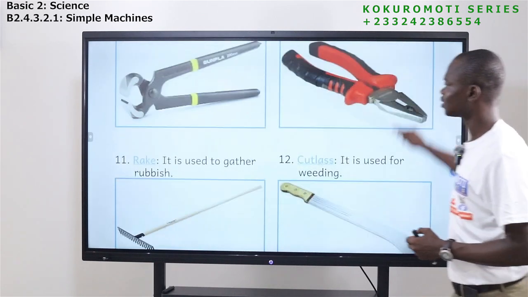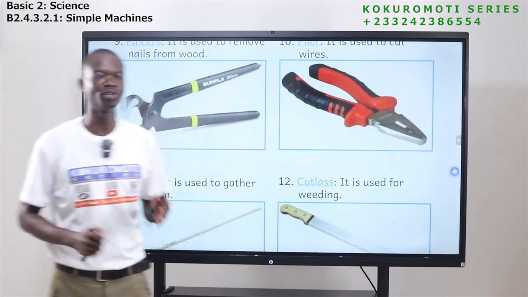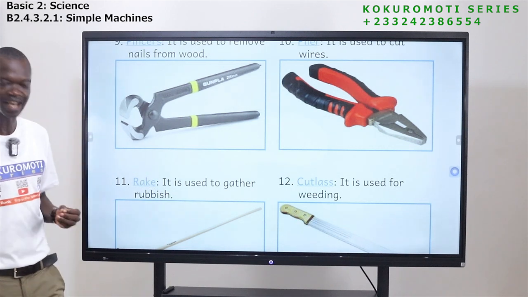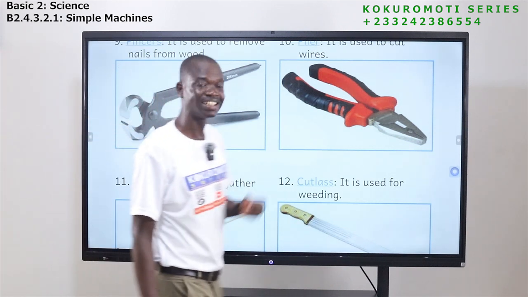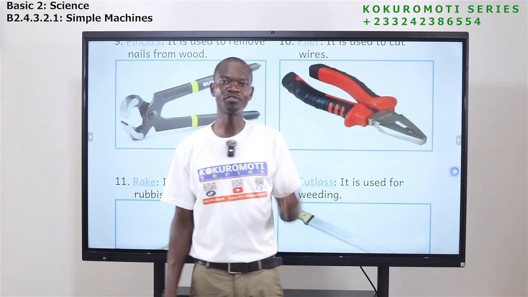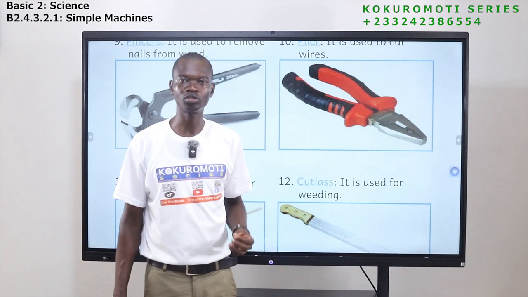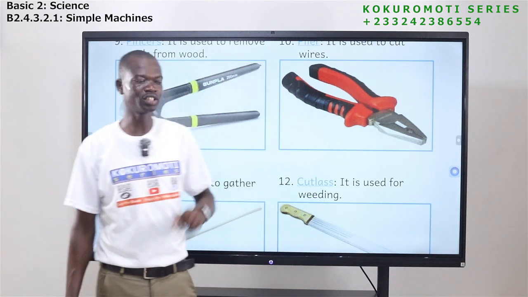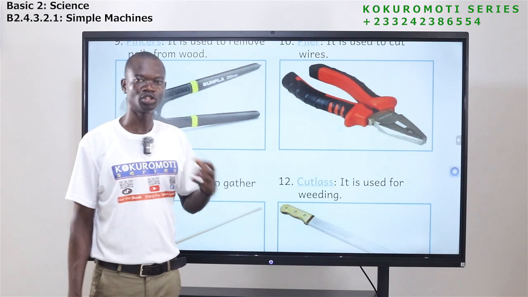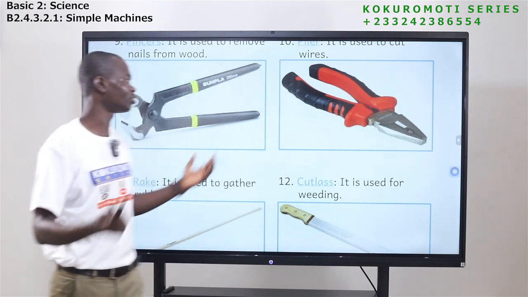Now these are simple machines and what they are used for. We have seen about 15 simple machines. We are saying that they are simple machines because they are easy to use. They help us work faster. We don't even need fuel before we can use them. You don't need to put batteries in them. You don't need to pour petrol before they can be used. You don't need electricity before they can be used. You just pick them and then you start using.